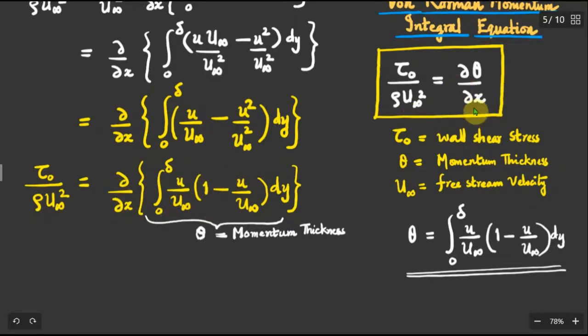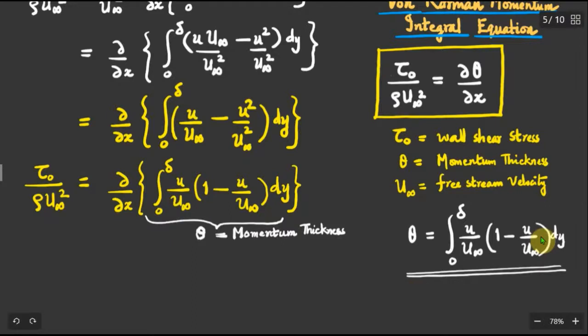Remember, x is along the direction of flow, or the length of the plate over which the flow takes place, and y is normal to the plate. So tau 0 is the wall shear stress, theta is the momentum thickness, and u infinity is the free stream velocity. The small letter u is the velocity of the fluid layer at a distance small y from the stationary solid boundary or solid surface.